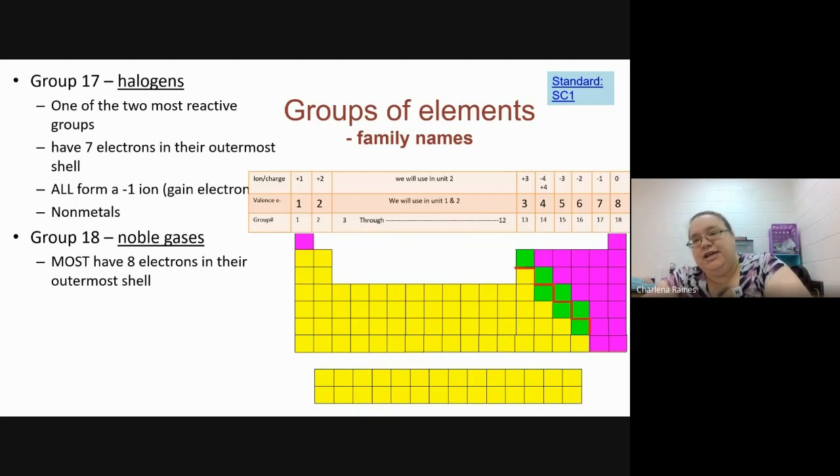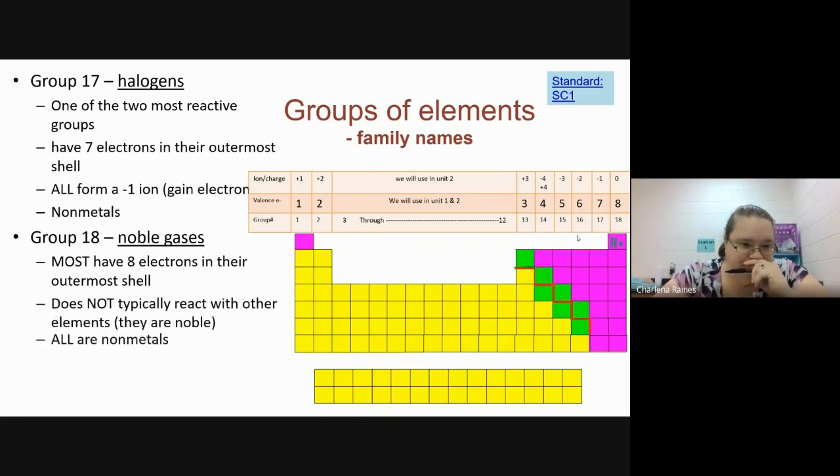Helium, He, doesn't have 8 valence electrons because it doesn't even have 8 electrons. It actually has 2 valence, but we will see why later. 2 valence is also extremely stable. Group 18 are all nonmetals, and they also happen to all be gases, hence the gas part of the noble gas name.